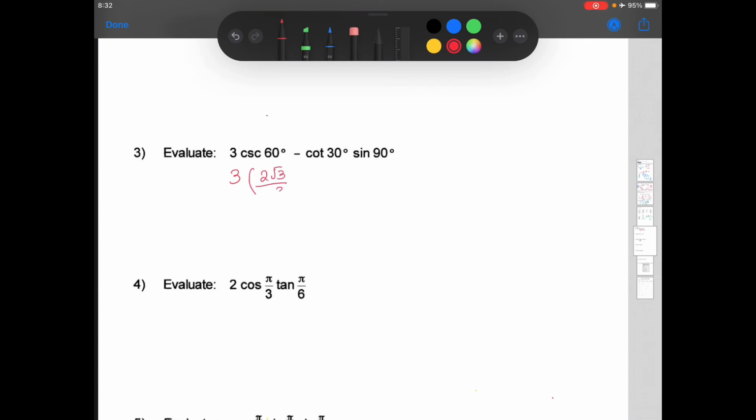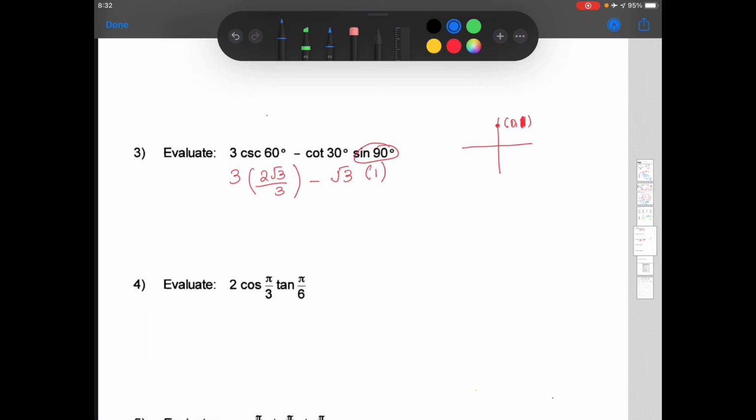It's 2 rad 3 over 3 minus cotangent of 30 is rad 3, and then sine of 90. Again, you can have them memorized, or it's a quadrantal angle, right? 0, 90, 180, 270. These are all quadrantal angles. For these you can use your calculator or go back to your unit circle. So 90 is here, the point here is 0, 1. So sine is your y value. What's sine of 90? It is 1. That's how you can remember it, or just use the calculator.